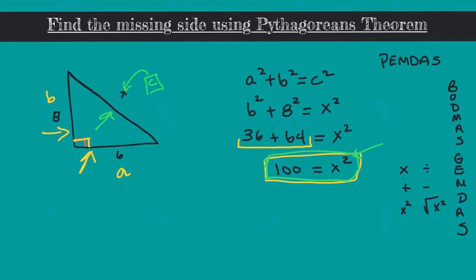In order to get rid of your square, I have to square root both sides of my equation. And I'm going to go ahead and rewrite it. 100 is equal to x squared. And I must square root both sides. And the reason I'm doing it on both sides is because what you do on one side, you have to do on the other. The square root of 100 is 10, and that is equal to x. The square root of x squared is simply x. And so our unknown side is x. Let's look at another example.